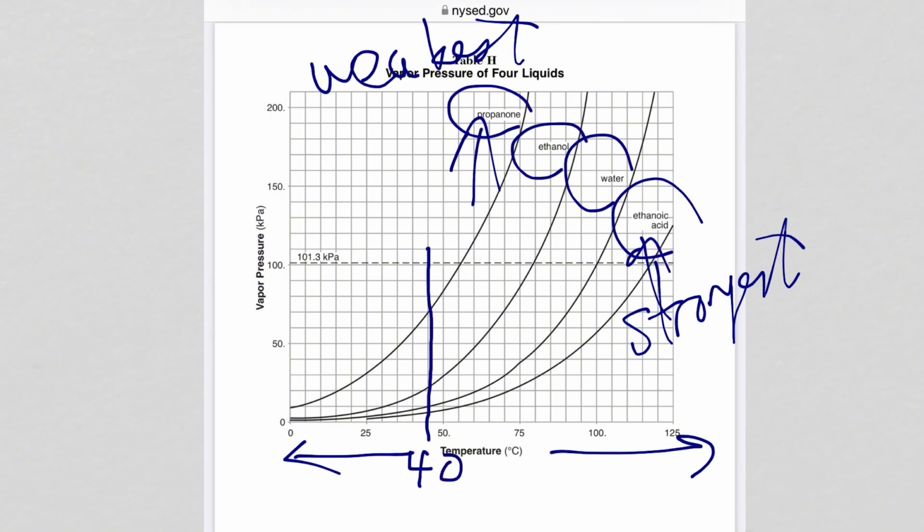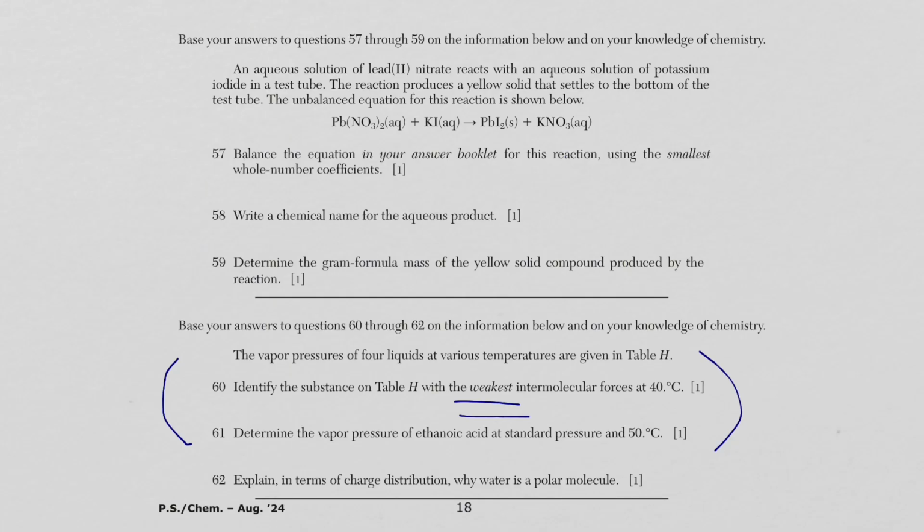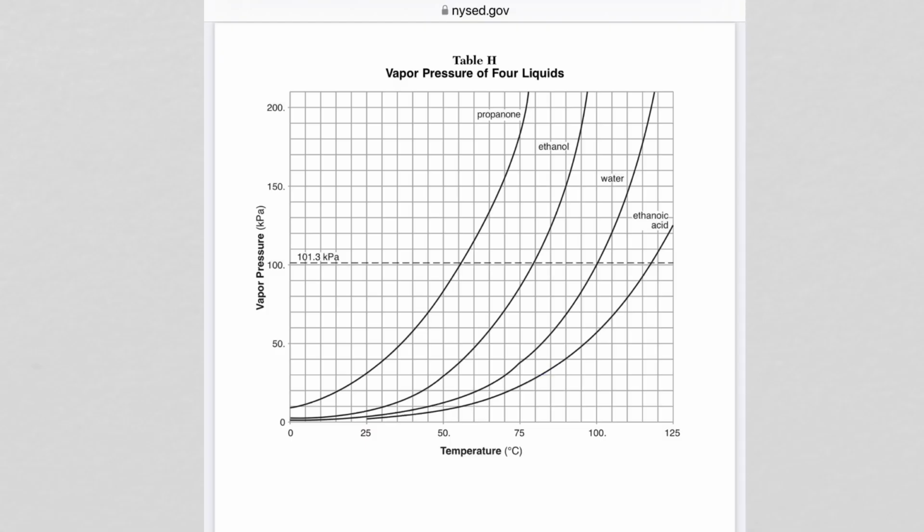You are asked which has the weakest at 40 degrees Celsius, so I went ahead and drew a line, and sure enough, the highest, again, is propanone. For 61, determine the vapor pressure of ethanoic acid at standard pressure and 50 degrees Celsius. Let's take a look. First of all, standard pressure is the dotted line. 101.3 kilopascals is standard pressure. It's actually on the front of the reference table if you forget, but that's why that dotted line is there.